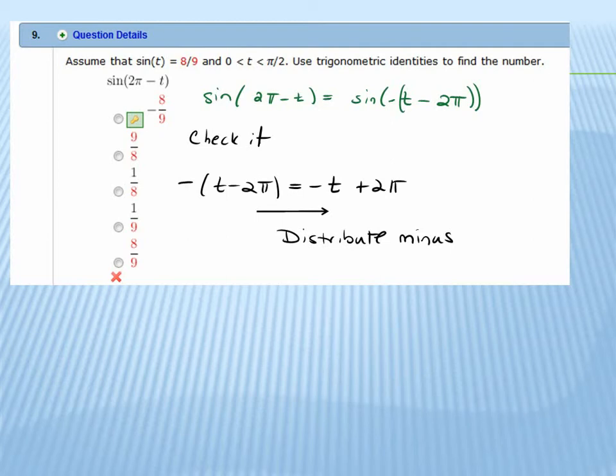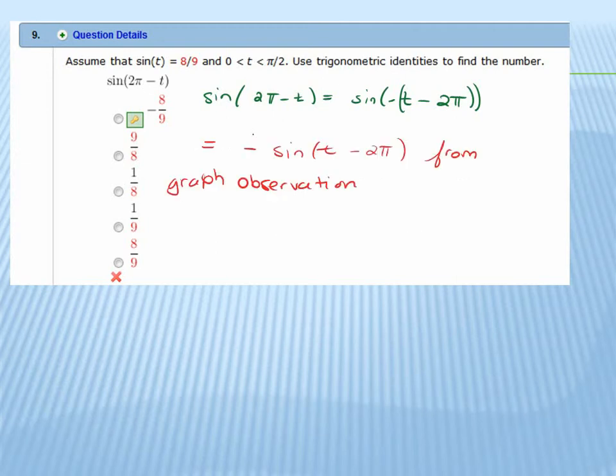Just so you can see that filled in, minus t minus 2 pi is the same thing as minus t plus 2 pi. All I did is factor a minus sign out. And that's the same thing as 2 pi minus t, right? I can put the 2 pi first and the minus t second. So from that, I get that I can pull that minus sign out, from the observation that whatever the angle was in there before, it's going to be minus the sine value, from that graph observation I just showed you.